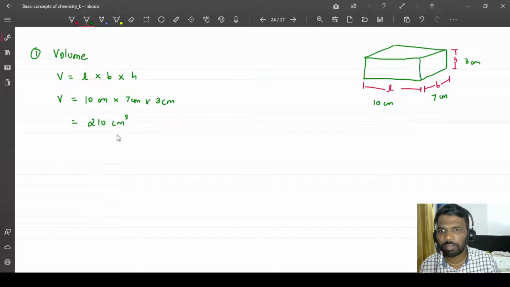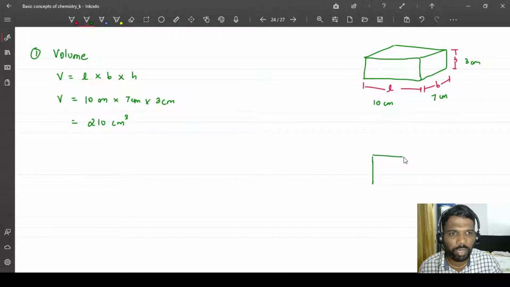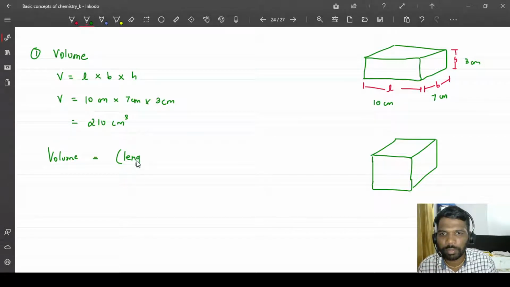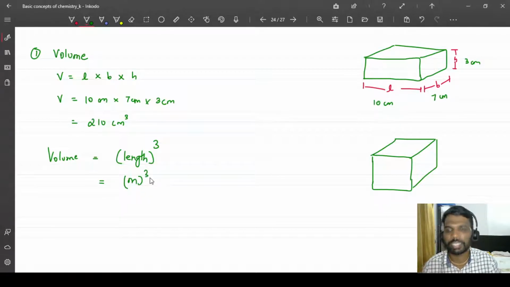Now, if it was a cube, what does that mean? All the lengths are equal. Length, breadth, and height are equal. So in a general way, if I want to generalize the formula, volume is equal to length, unit of length, the whole cube. Now, what is the SI unit of length? SI unit of the length is meter. So meter cube is the SI unit of volume.